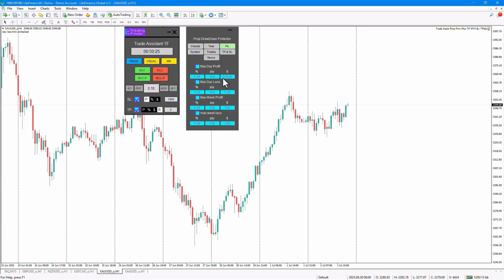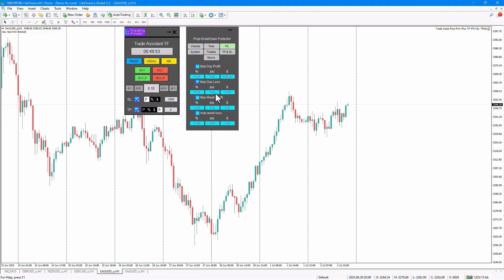Here, I'm enabling the daily maximum loss mode. Below that, there's the balance percentage mode, which is set to 1% of the balance by default. This means that if I lose 1% of my balance in a single day, the restriction will be enforced on my trades, and I won't be allowed to execute any trades.